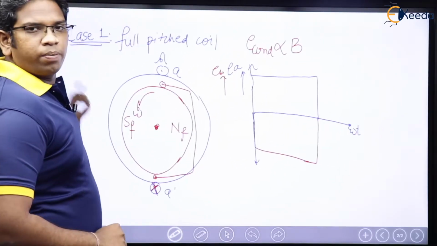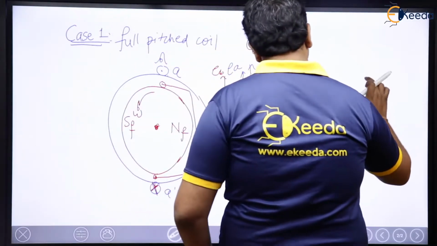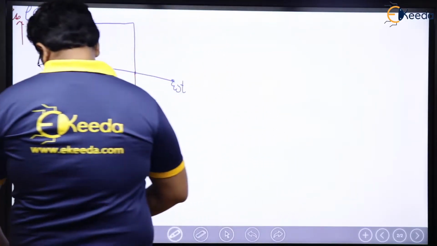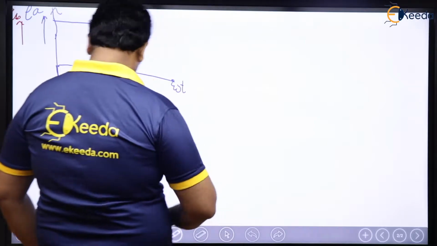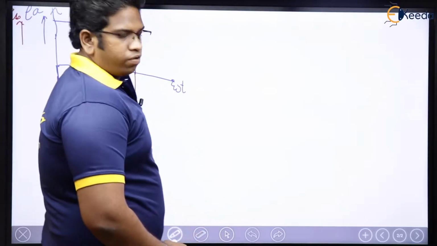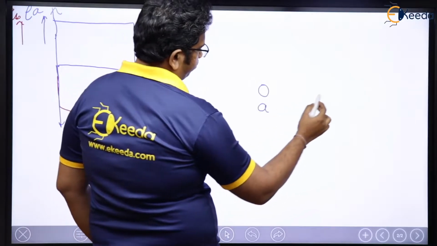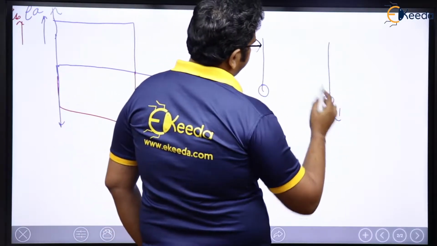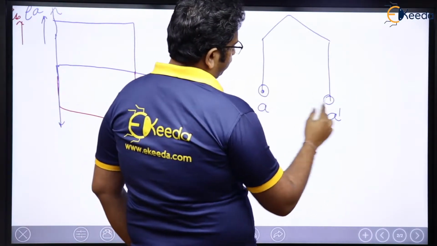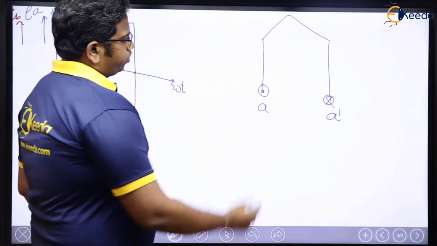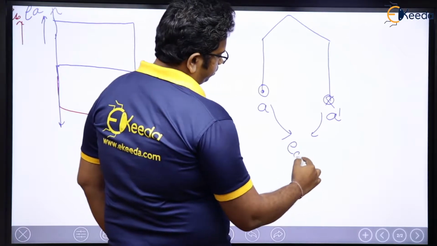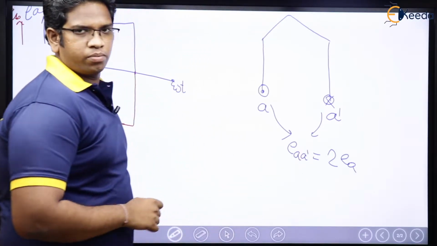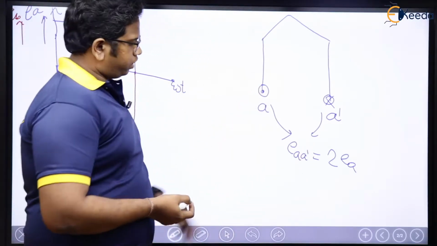Now, what is going to happen at the back-to-back connection? Back-to-back connection means what, sir? See, if you have A here and A dash here, what is going to happen? Since A is dot, then A dash has to be cross. Then we know that EA dash, what we get, is going to be 2 times E conductor, or EA. We say it that way, it is 2 times.